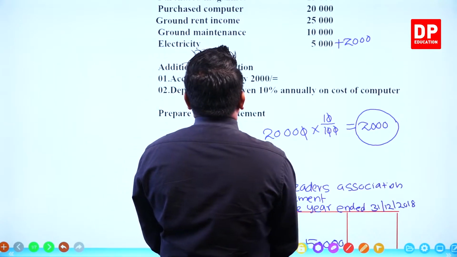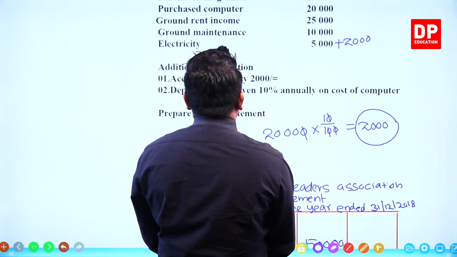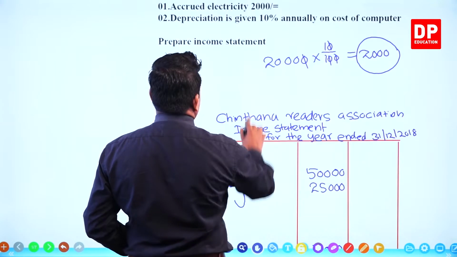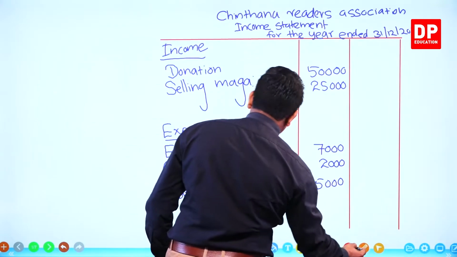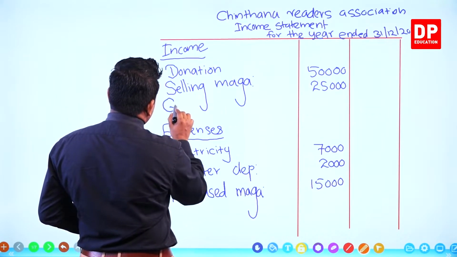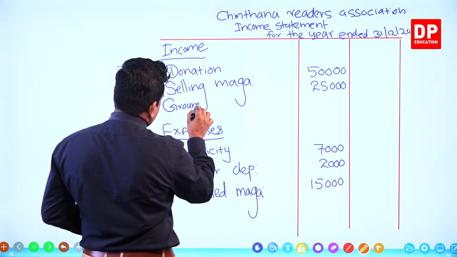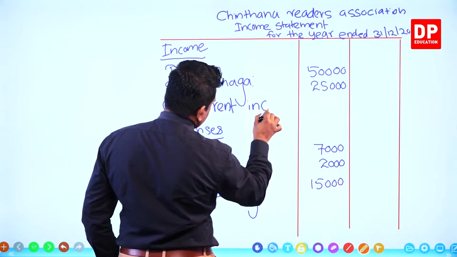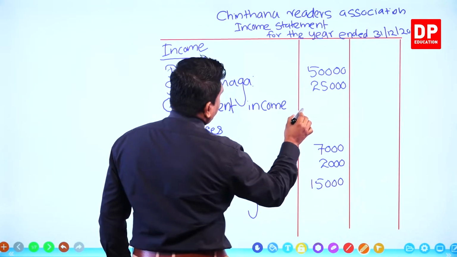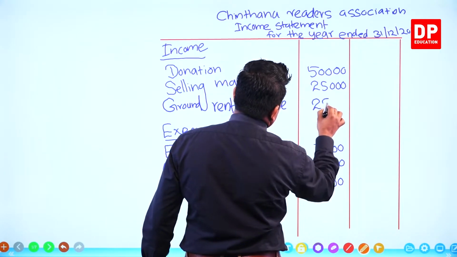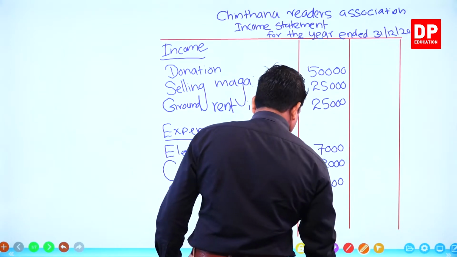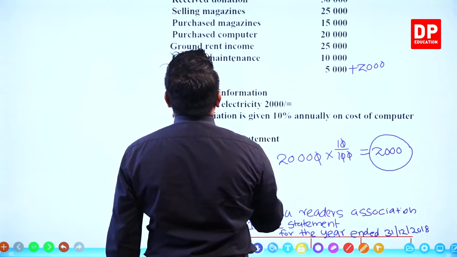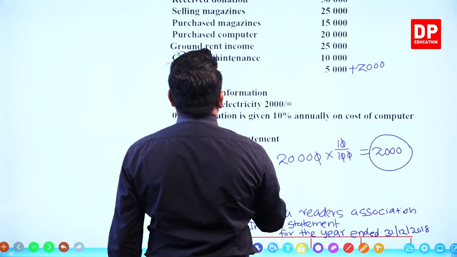The next one: ground rent income 25,000, ground maintenance 10,000. Ground rent income, how much? 25,000. Ground maintenance, how much? 10,000.